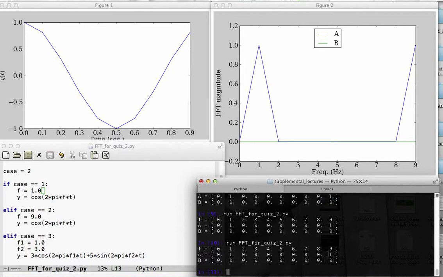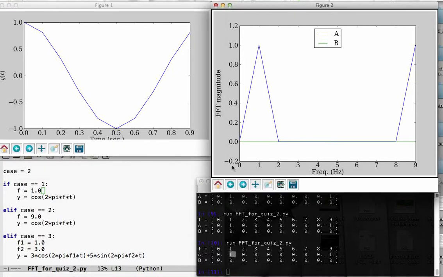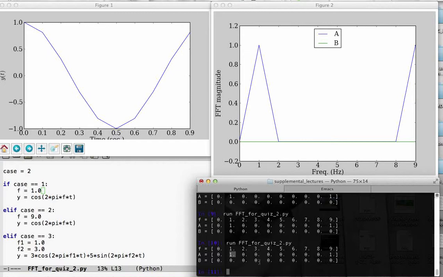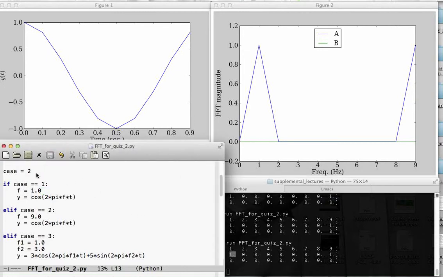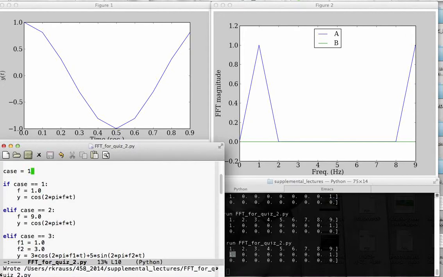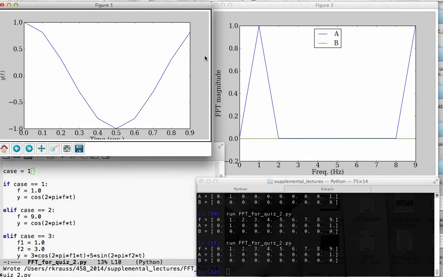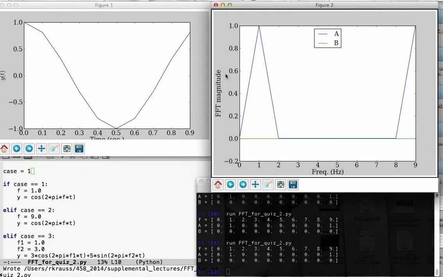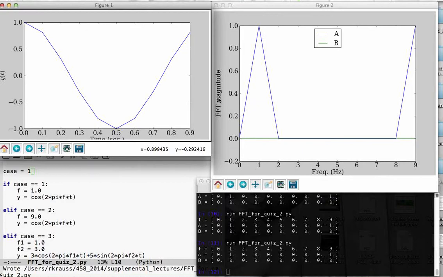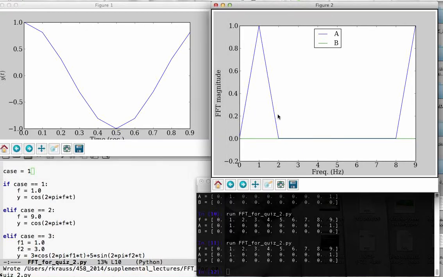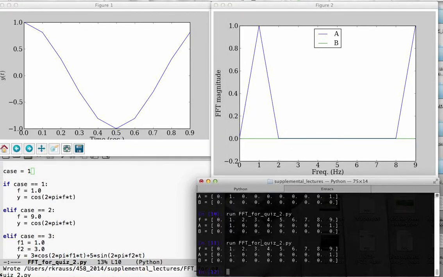Now we happen to know that this 1 at 9 hertz is the non-aliased and the 1 at 1 hertz is the aliased. But from a digital perspective, looking only at these graphs and the results of the FFT, they look identical. Case 1 is identical to case 2. If I flip this back to case 1 and rerun the code, nothing changes. The cosine wave looks exactly the same. The FFT graph looks exactly the same. The A and B vectors look exactly the same.